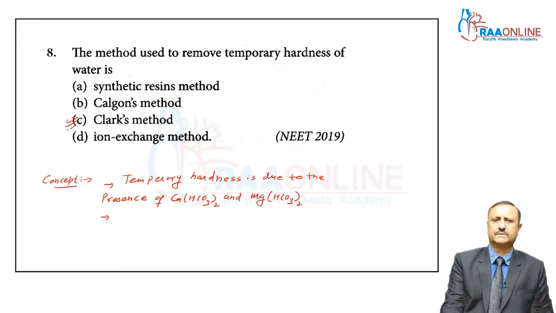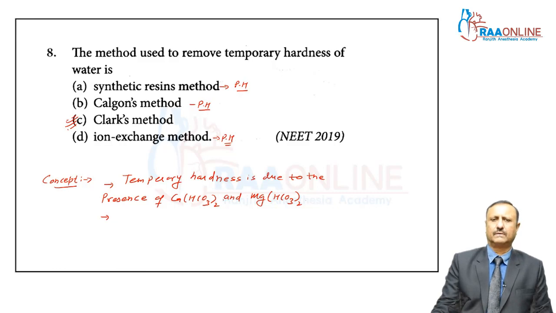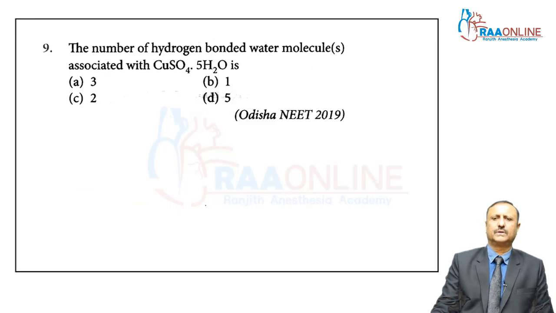The other methods, synthetic resin, Calgon method and ion exchange method, remove permanent hardness. Permanent hardness is removed by these methods. In the Clark method, calcium bicarbonate and magnesium bicarbonate are converted into carbonates. So we can remove it. Now, my dear students, we can go to question number 9.